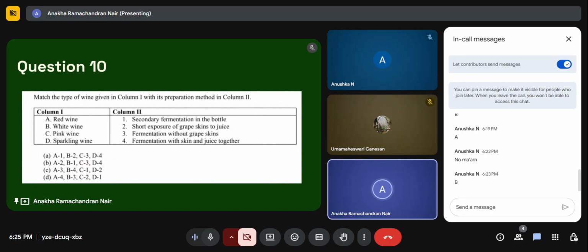So the next question is again a match the following. You have to match the wine in column 1 with its preparation method this time in column 2. So you have red wine, white wine, pink wine, and sparkling wine. And in column 2, you have secondary fermentation in the bottle, short exposure of grape skins to juice, fermentation without grape skins, and fermentation with skin and juice together. So try guessing what the answer might be.